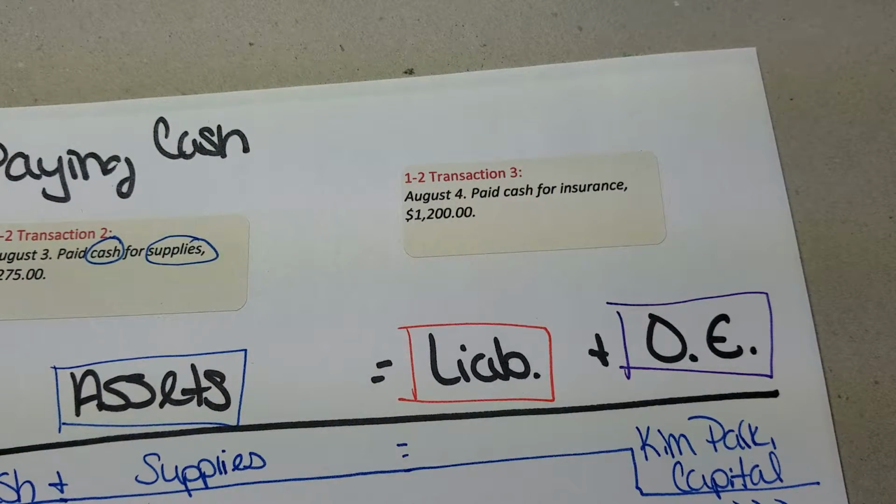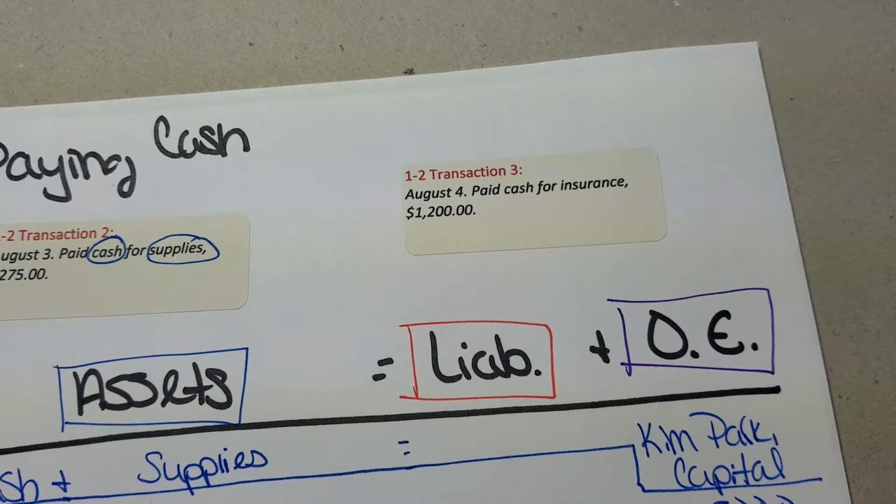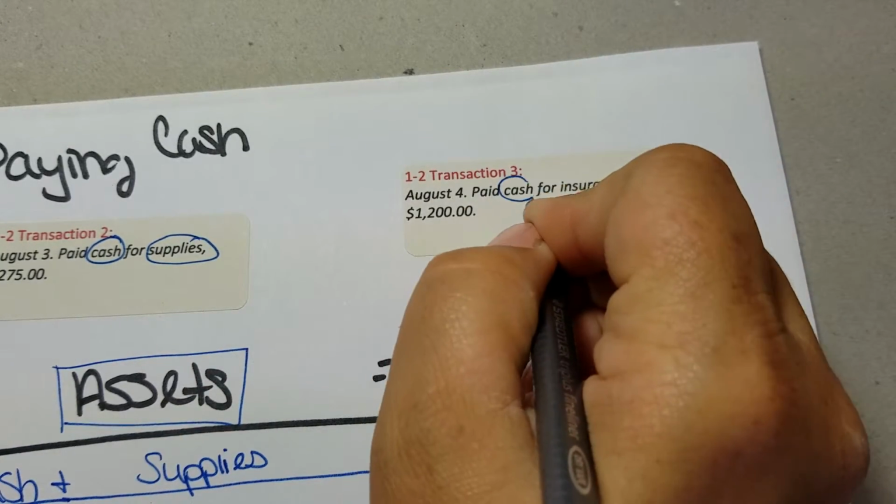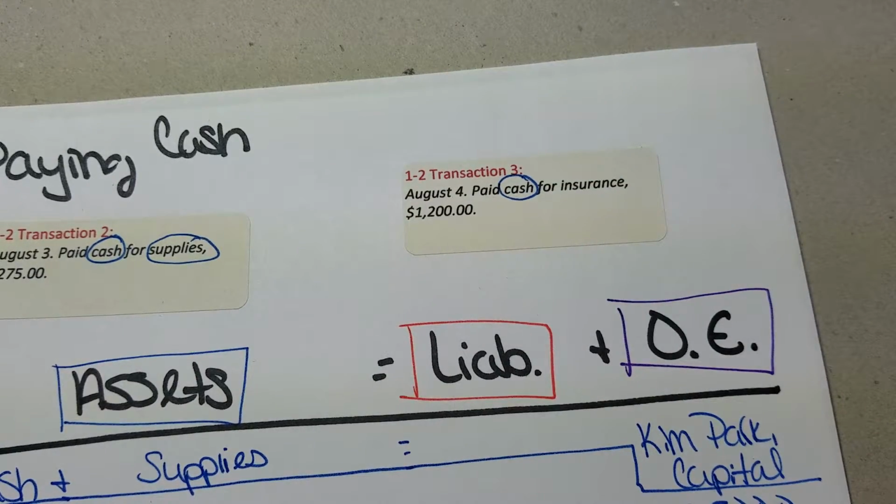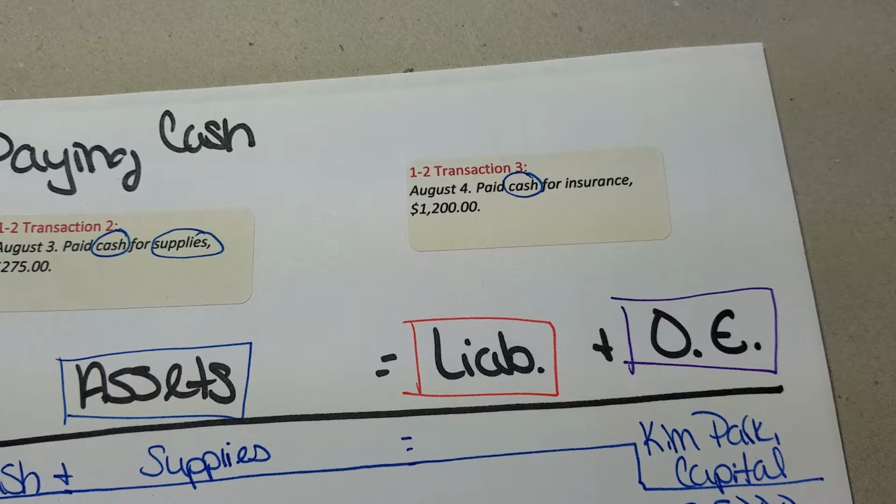So let's break this transaction down. Do we have any assets? Anything of value? Yes, we do. We have cash. That's our easy one. Always look for cash. If you find cash, then that's an easy one. Then you can look for your other things. Okay, paid cash for insurance.